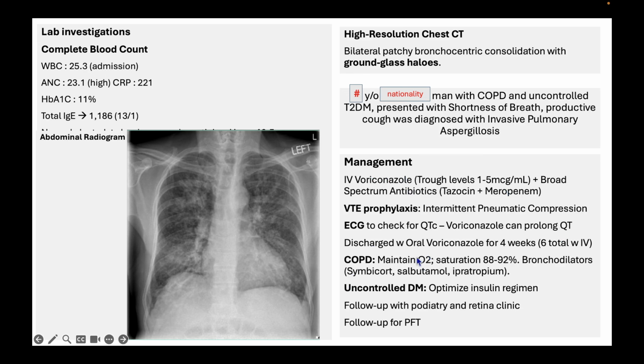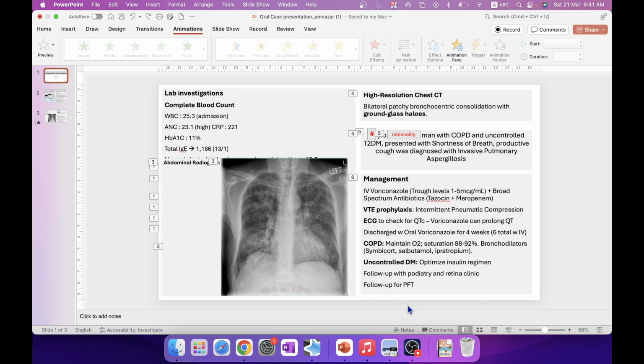For COPD, maintain oxygen saturation between 88 and 92%. Bronchodilators were given. For the diabetes, we have to optimize his insulin regimen. We have to do medication reconciliation with the clinical pharmacist and so on, and we have to send them to podiatry, retina clinic, and nephrology. And we should do a follow-up pulmonary function test. And yes, that is the end of the presentation.